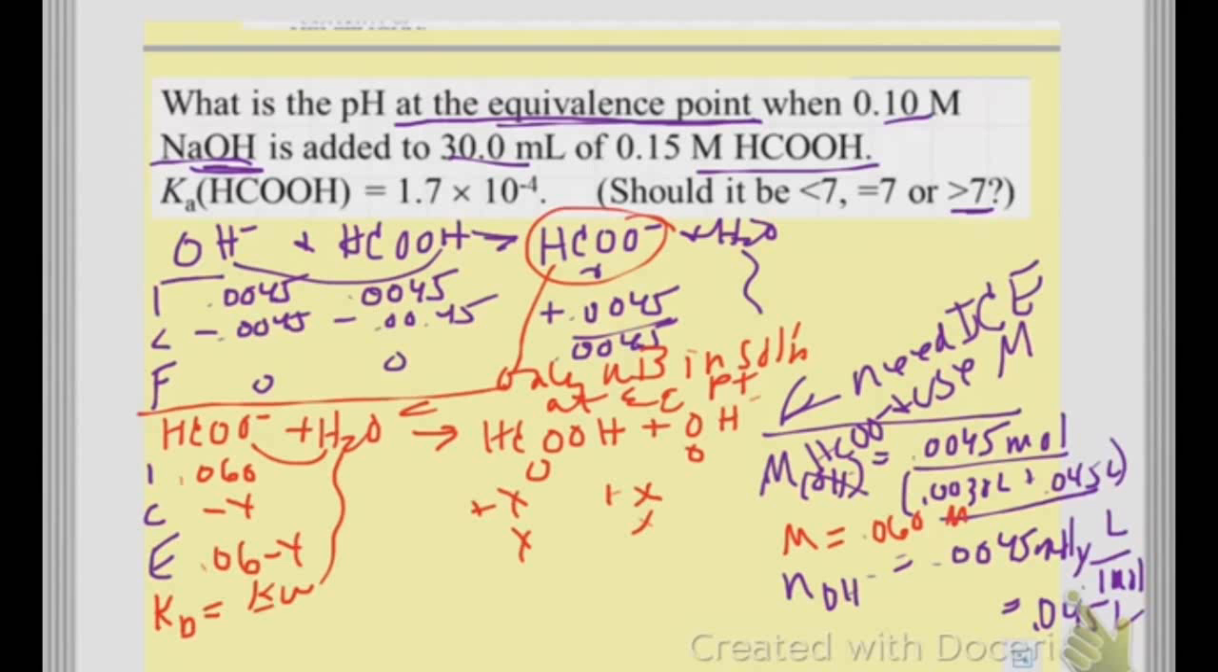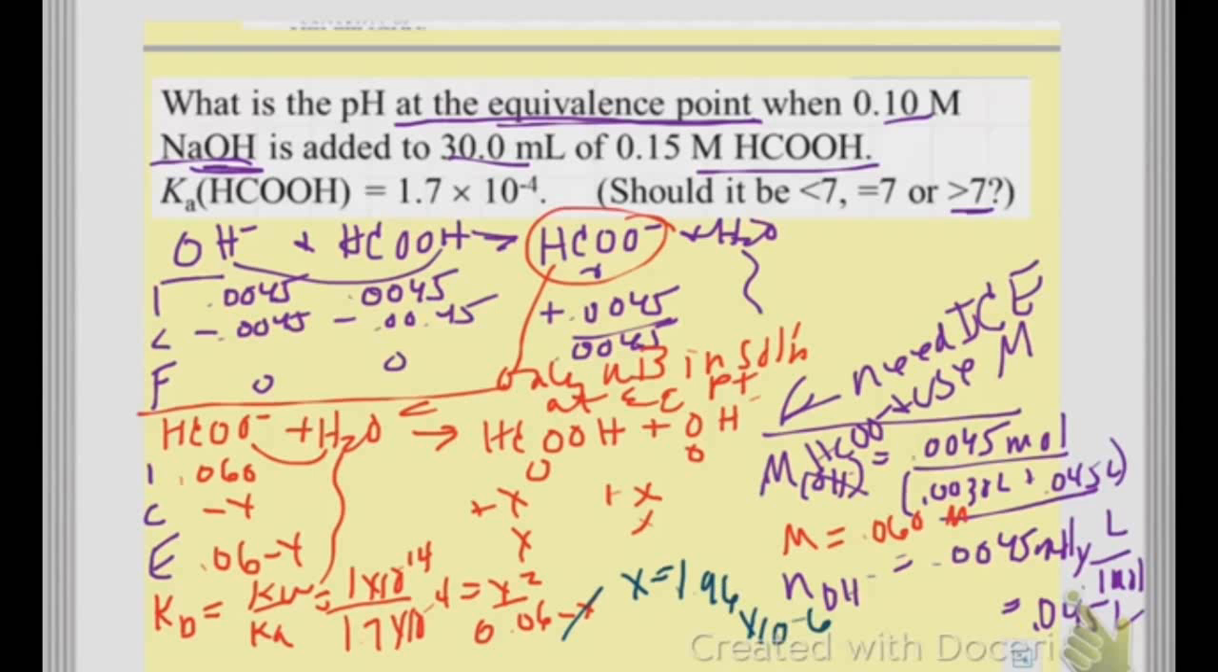So now I need a Kb because I have a basic solution. I don't have Kb. I'm given Ka, so I've got to find my Kb. You know how to do that. And that's going to be equal to x squared over 0.06 minus x. I can eliminate x because it should be small, since I have a very large Kb.